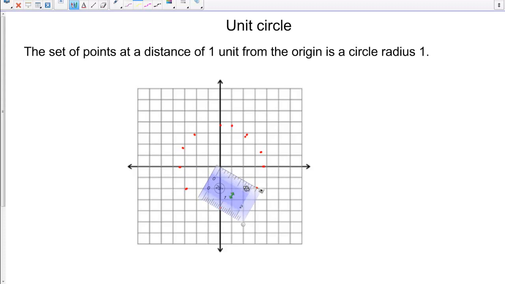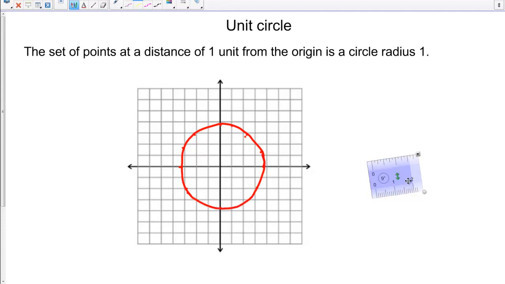And then, if we move our ruler out of the way and connect our dots, we'll see that we do in fact have a circle of radius 1, and that is the set of points the distance 1 unit away from the origin.